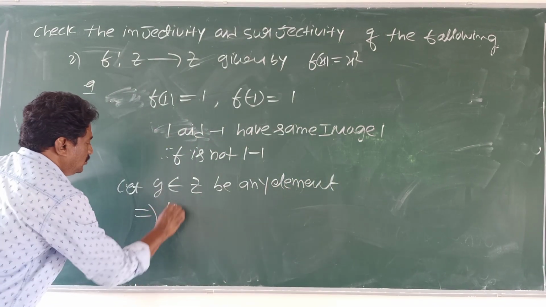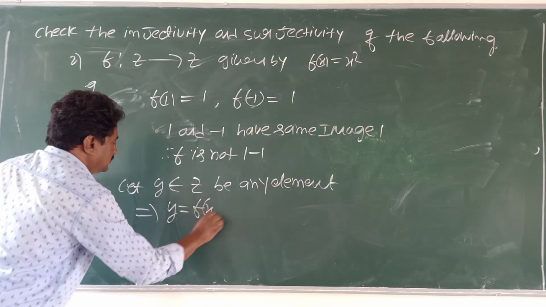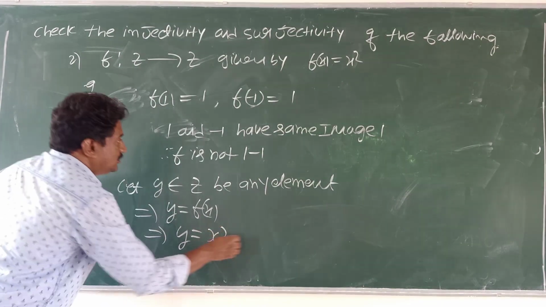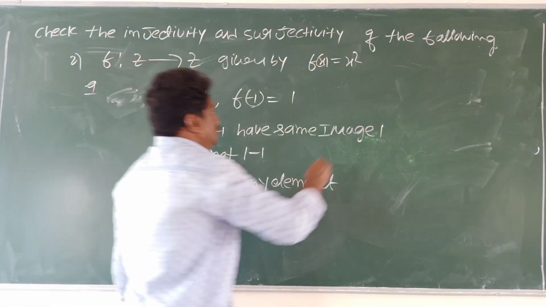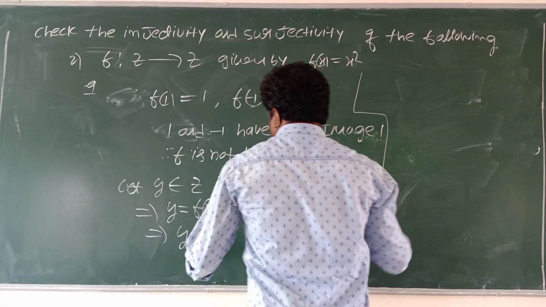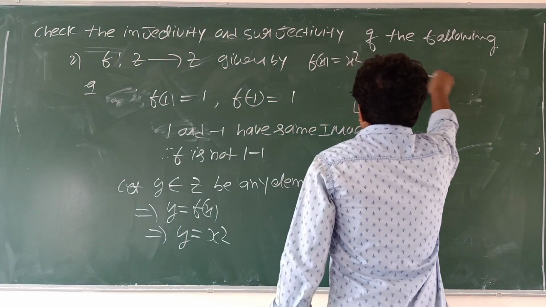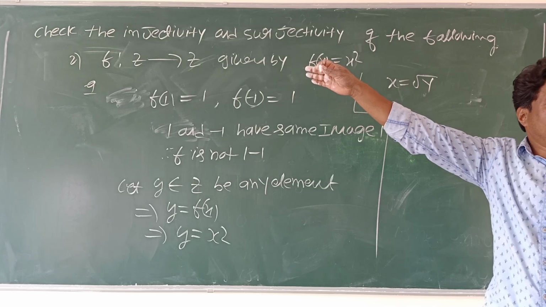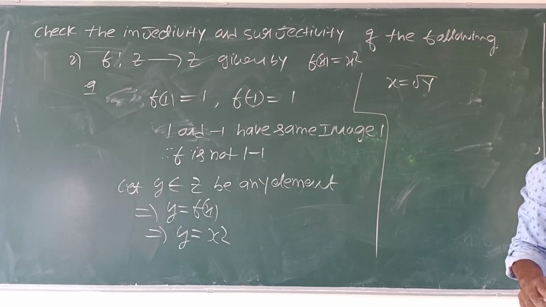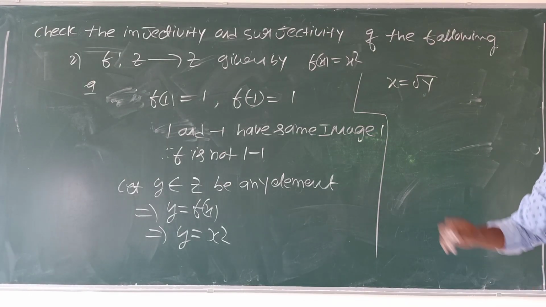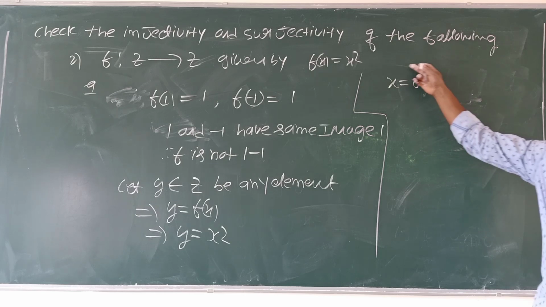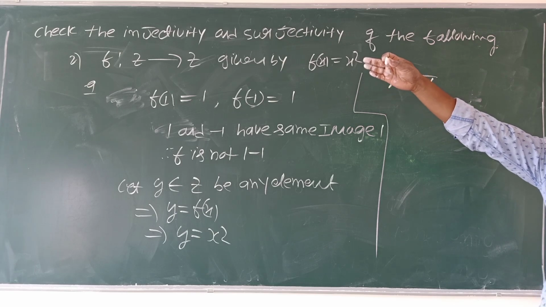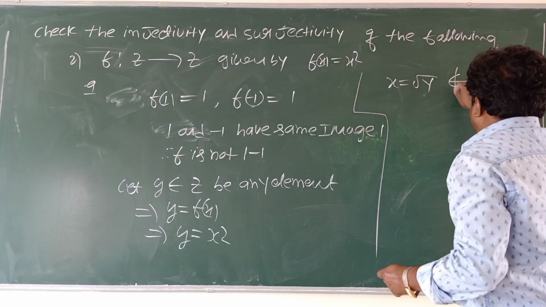That implies small y equals f(x), which means y equals x square. Calculate x from that. You find x from that. So x is root y. Is this root y available in Z, students? No. Tell me, the set of integers: 0, plus or minus 1, plus or minus 2. This type of numbers are not seen in Z. It does not belong to Z.